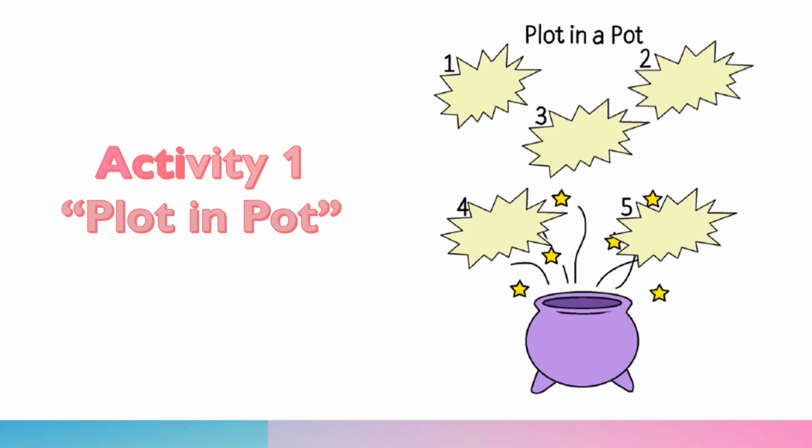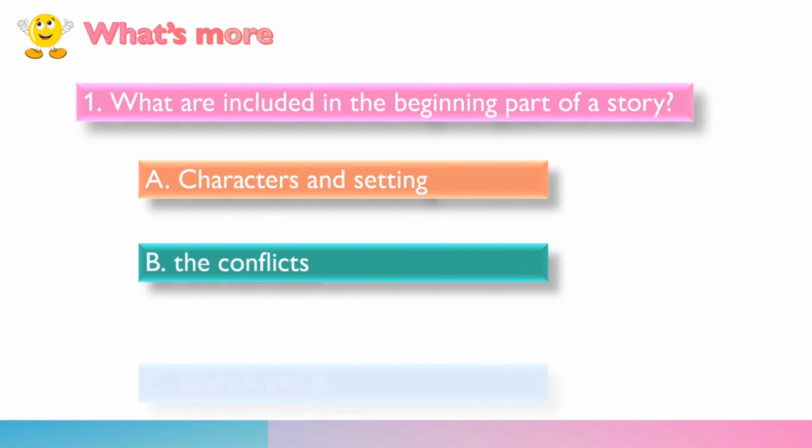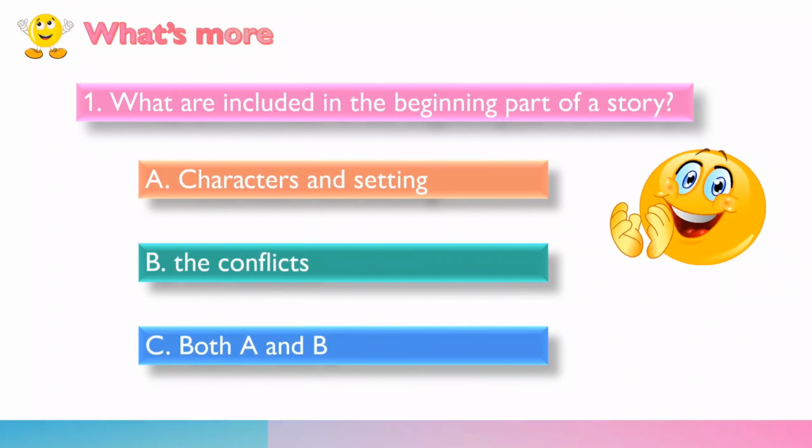Activity 1, Plot in Pot. After listening to the story Stone Soup, let us know its plot. Number 1. What are included in the beginning part of a story? A. Characters and setting. B. The conflicts. C. Both A and B. Very good. It is the characters and setting.